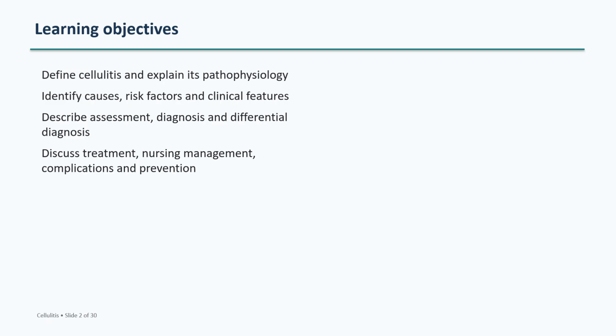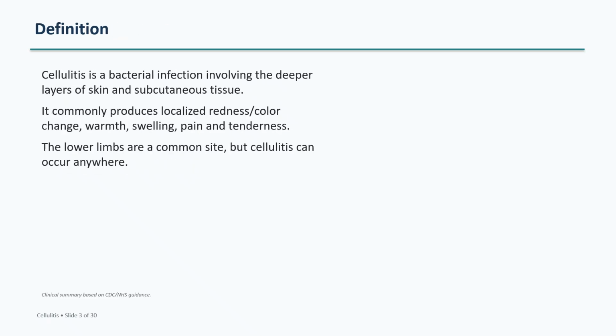We will also understand how to assess the disease, how to diagnose the condition, and how to do differential diagnosis, how to make it different from other injuries and other diseases, because redness may be present in other patients. We will also discuss the treatment, what the nursing management for the cure of the disease will be, what the complications can be, and how to prevent the condition. So let's begin.